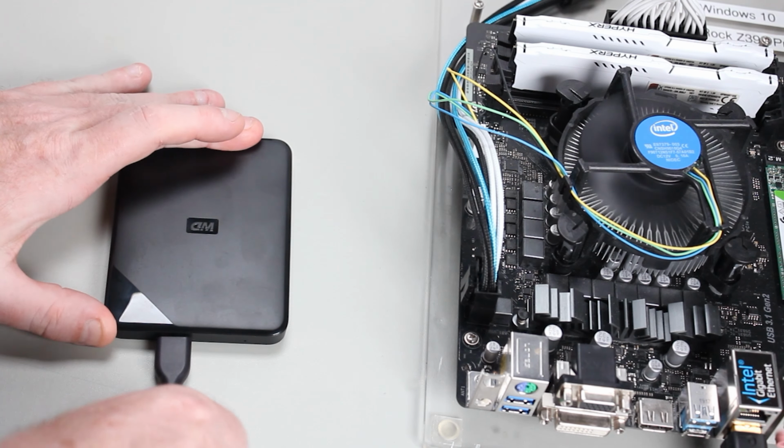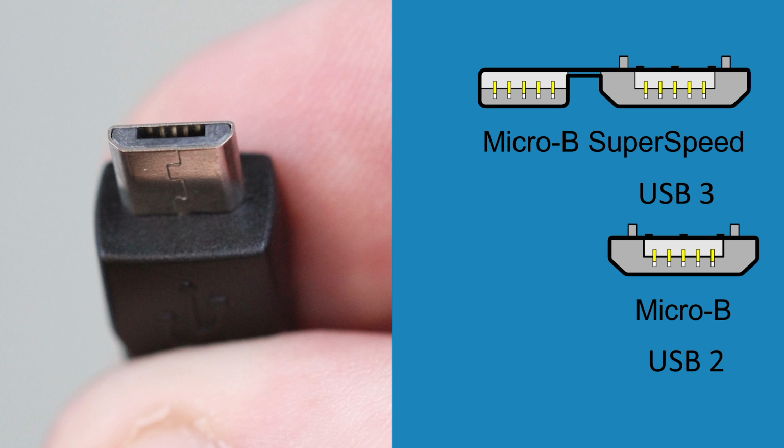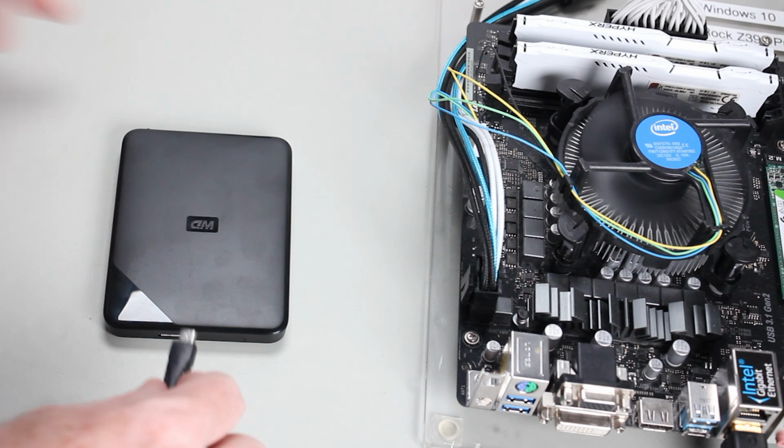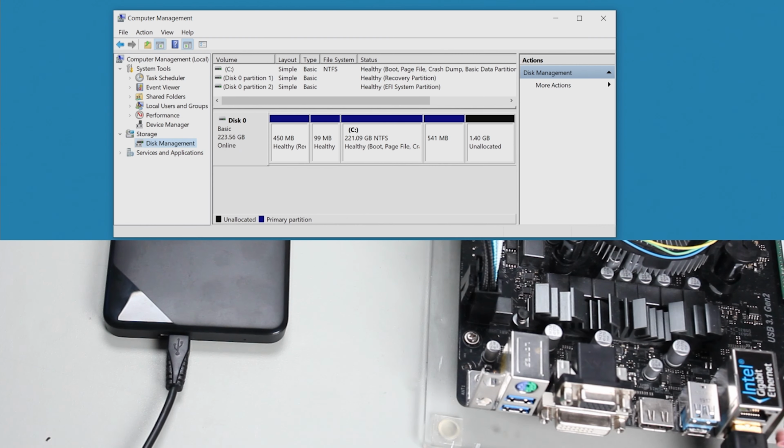I will now unplug the hard disk and try using a USB 2 cable. The USB 2 cable is only the right side of the connector. Thus, the USB 3 cable is half USB 3 and half USB 2. This cable is only the USB 2 part. Like before, I will plug the USB 2 cable into the hard disk. Again, Windows will detect the hard disk.